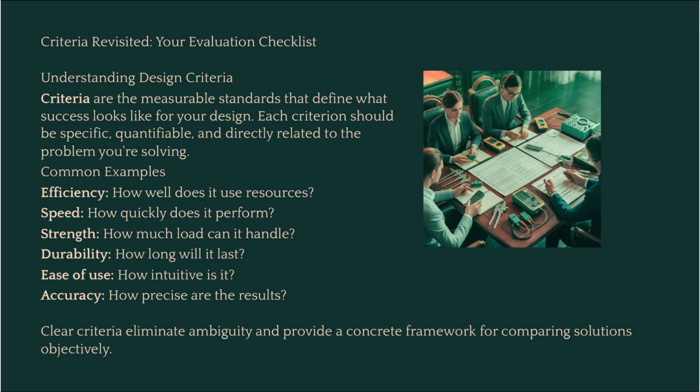Remember our scorecard from before? Those are your criteria. They are the specific goals your solution must achieve to be considered successful. If you're designing a new app, a criterion might be must load in under 2 seconds or must be usable by someone with no prior experience. When you're evaluating different solutions, you're essentially checking how well each one ticks off the boxes on this very important list. The more quantifiable your criteria, the easier it is to objectively measure and compare.